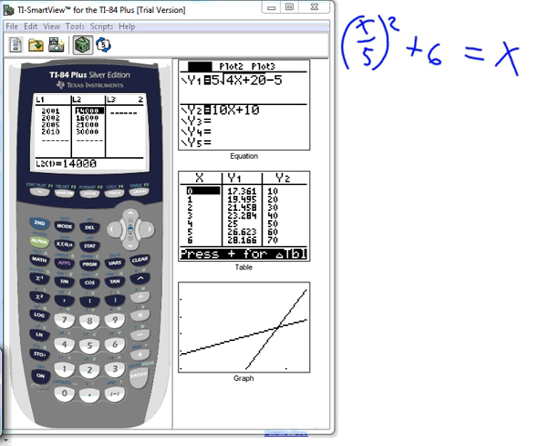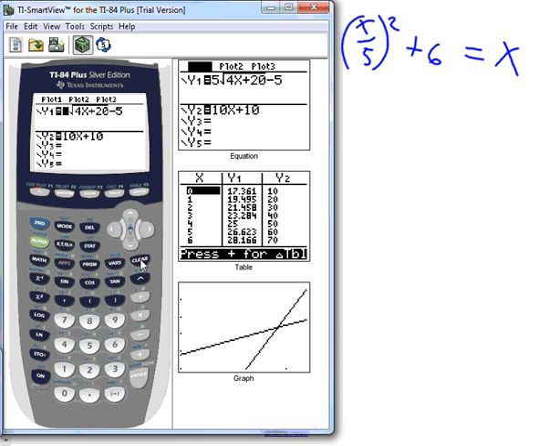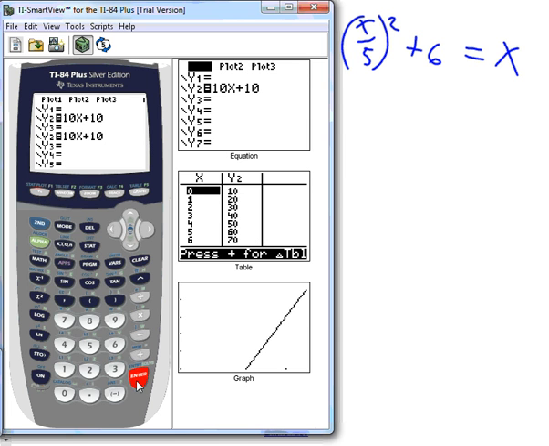Okay, so I've got my y equals screen up here. I've got a bunch of junk in there. I have to clear out the old junk. Now put in the new, which is, I need parentheses. You can't just ignore those. And then x divided by 5.